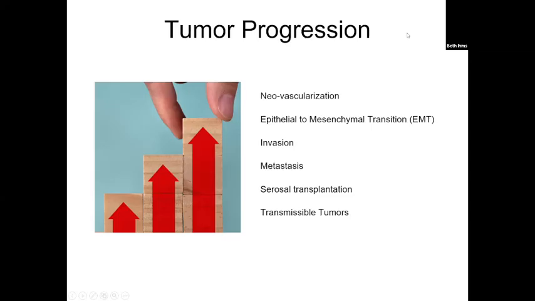So we've talked a lot about initiation, promotion. Now we're in progression. This is how we go from a benign tumor to a malignant tumor. So everything we're talking about from this point on is going to be the features of malignancy, growth, and spread.